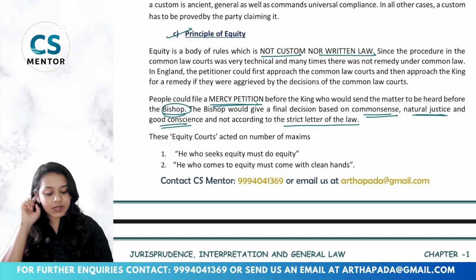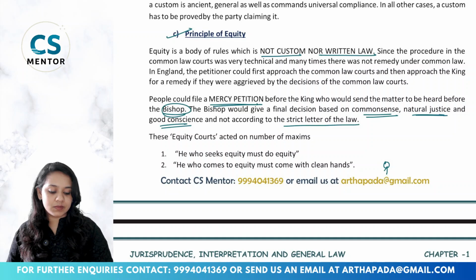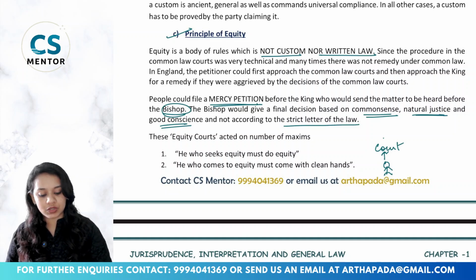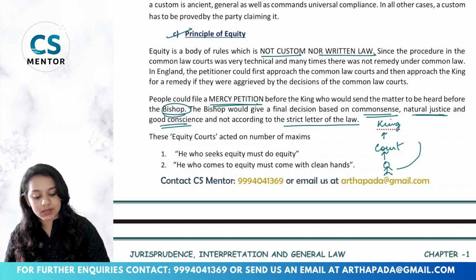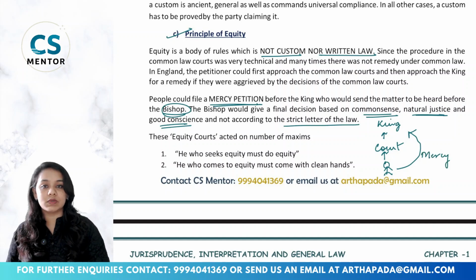What I need you to understand is that, say, a person goes before the court, he is unhappy with the decision. He goes on appeal and he finally reaches the king. He is still unhappy with the decision of the king. So then what he does is he gives a petition to the king saying, mercy, please, mercy on me.